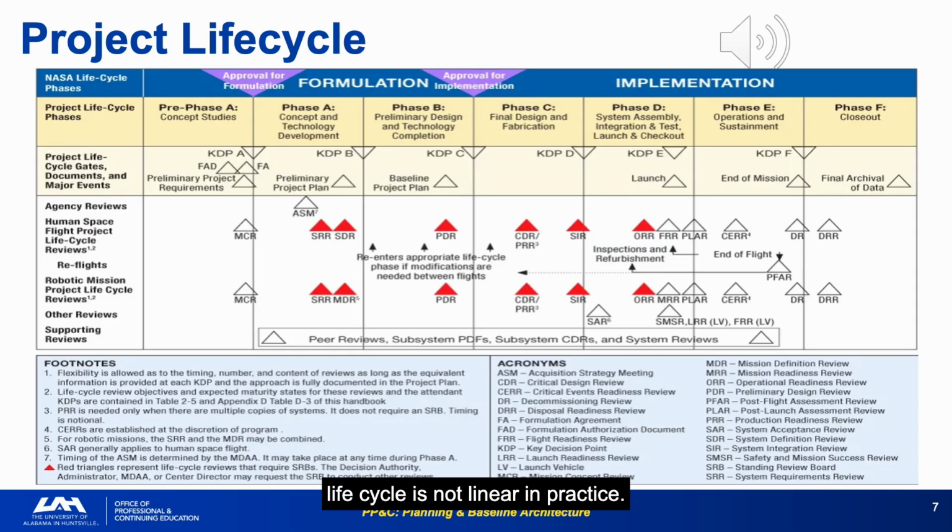The life cycle is not linear in practice. Planning is iterative throughout phases A and B. But the gate transitions are real commitments, and once you cross PDR, the rules of the game change completely.